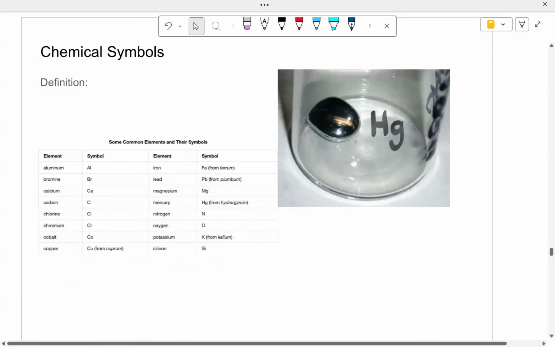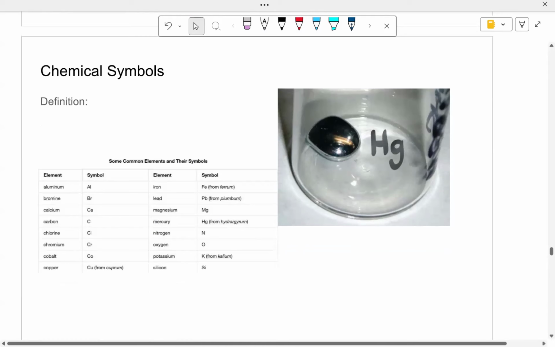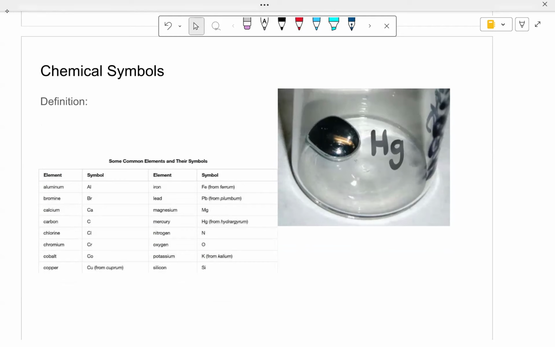Now, I've kind of alluded to chemical symbols a little bit. We've looked up some symbols on the periodic table, but let's dive deep into some of the information that we can get from just looking at the periodic table.